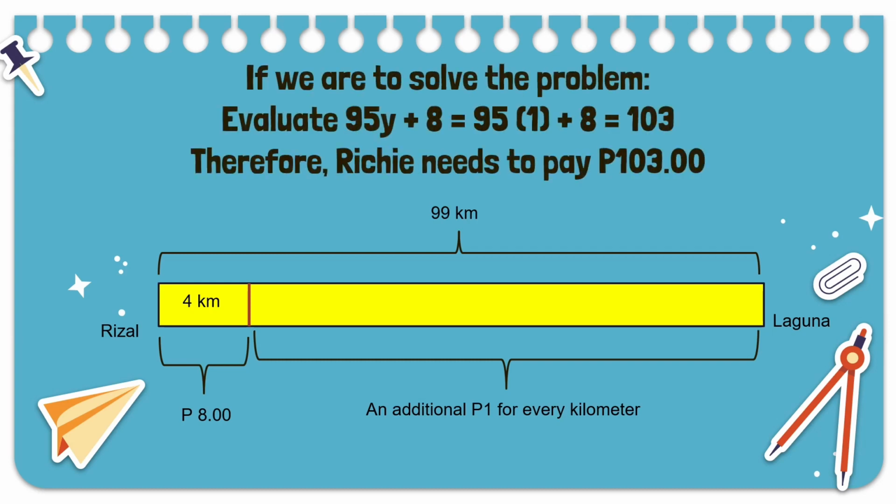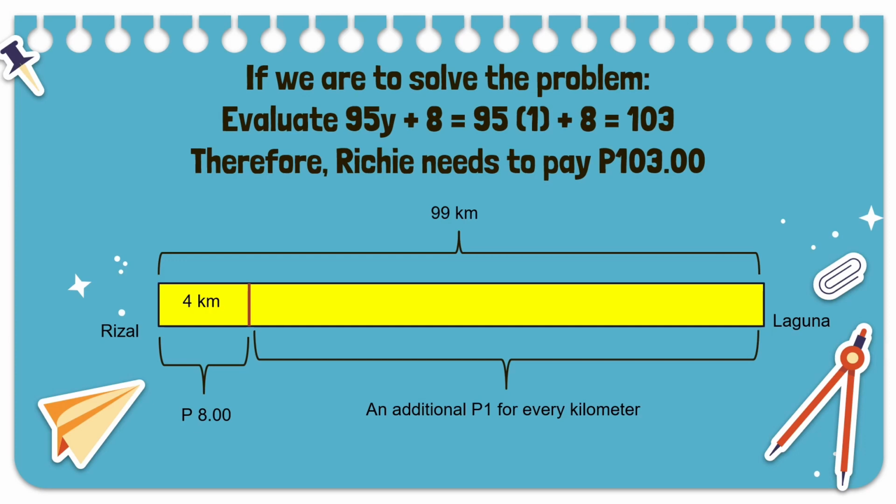Kung ang first 4 km is 8 pesos, we need to find the amount of fare for the remaining distance to get the amount which Richie needs to pay. So the remaining distance is 95 kilometers. Paano naging 95 kilometers? We subtract 4 kilometers from 99 kilometers. Okay? So let y be the fixed amount of 1 peso for every kilometer. So to find the total amount of fare, we will use the expression 95y plus 8.